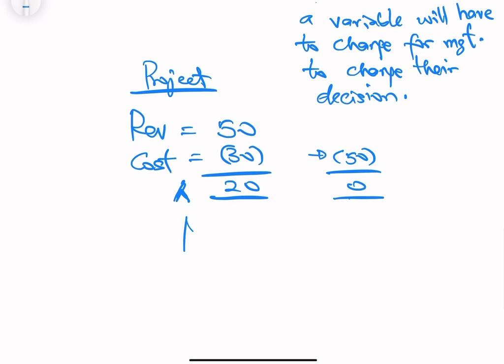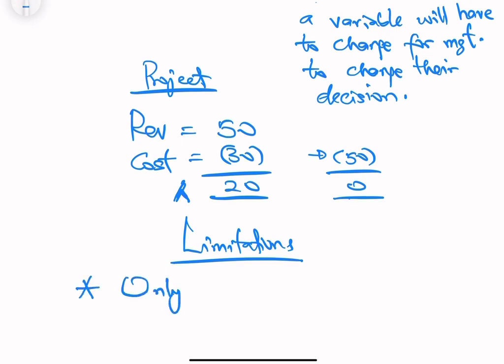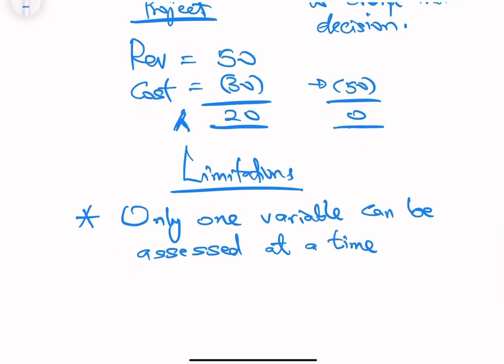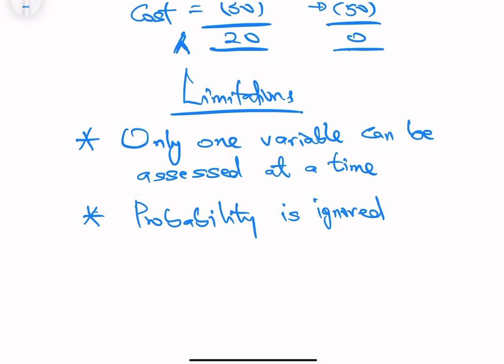However, it has its limitations, which you need to take note of, very important. The first is that only one variable is assessed at a time. So it's limited to only one variable. As you can see, either you're picking revenue or you're picking cost. Only one variable can be assessed at a time, and that is the disadvantage. The second disadvantage, which is a limitation, is the fact that probability is ignored. We have not even spoken about probability here at all. So probability is ignored, and that is the limitation.